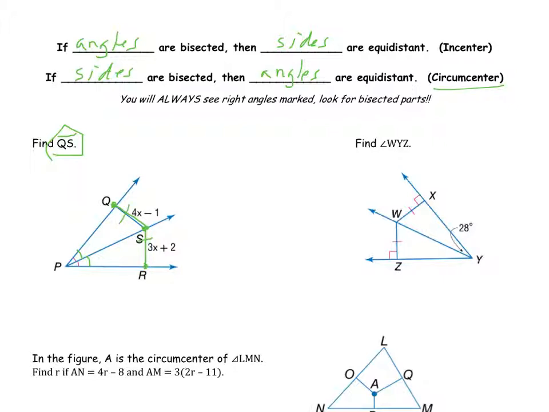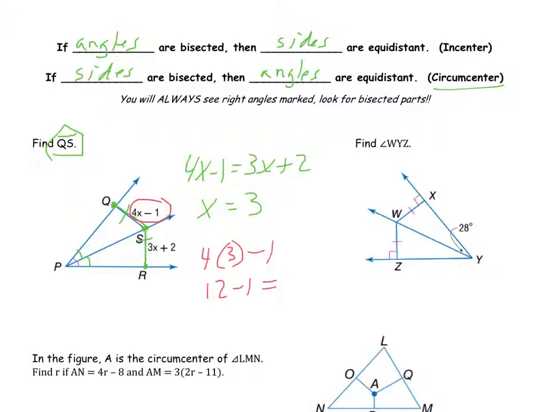So to find QS, we set 4x minus 1 equal to 3x plus 2. Subtract 3x and add 1, and we get x equals 3. That's not my answer. We now have to take that and plug it into QS, which would make it 4 times 3 minus 1. Well, 12 minus 1 equals 11. That would be my answer.